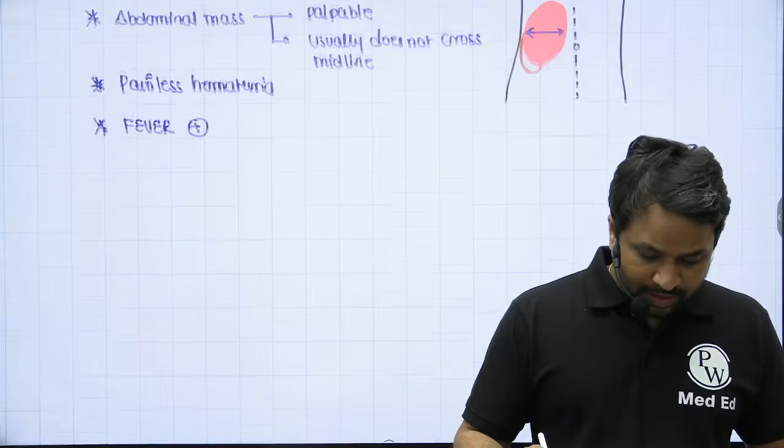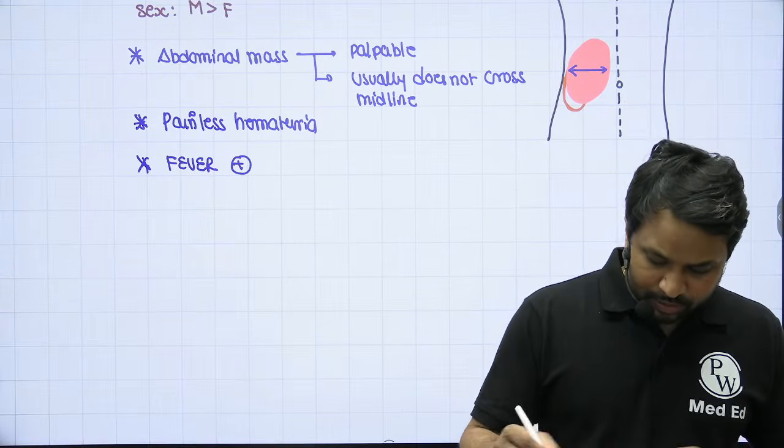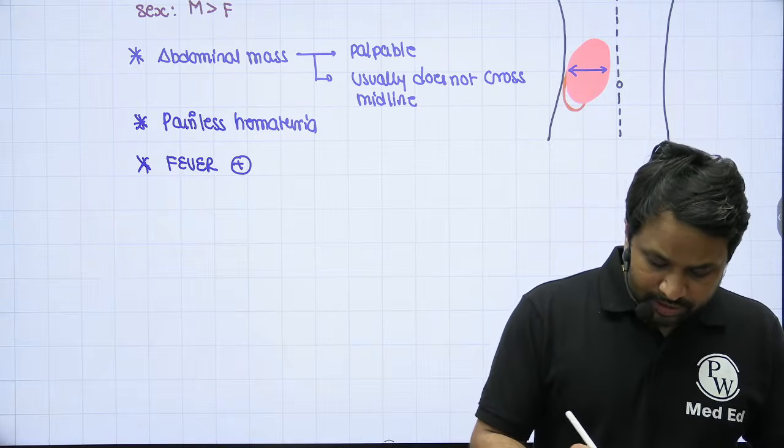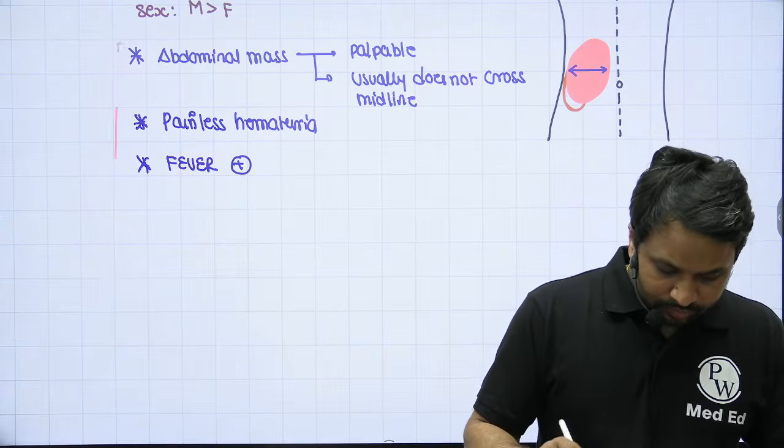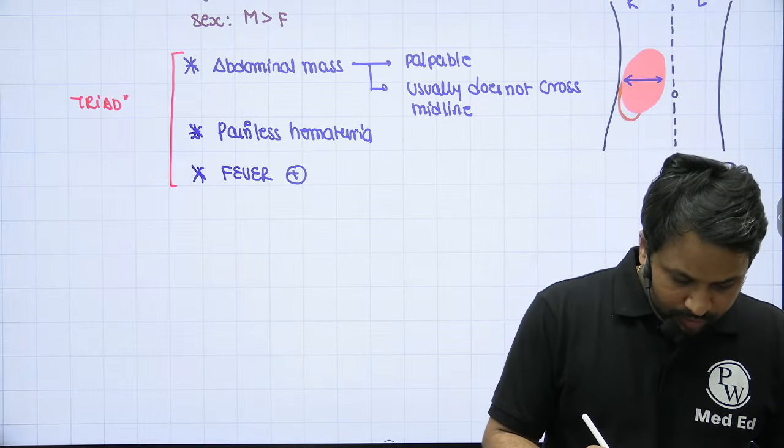Now, when you ask what is the classical triad, the classical triad is mass, hematuria, and fever. So this is what we call the triad of the Wilms tumor.